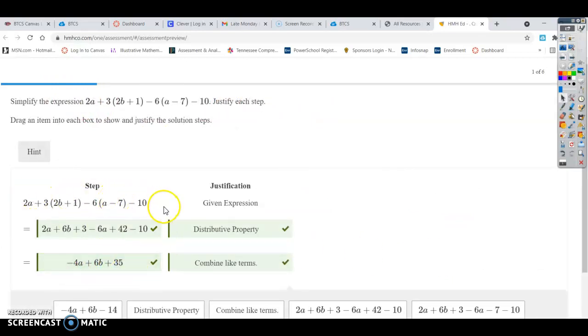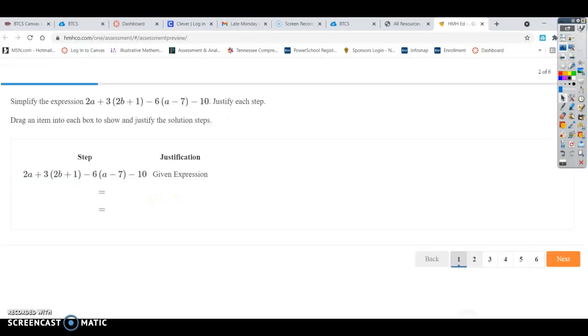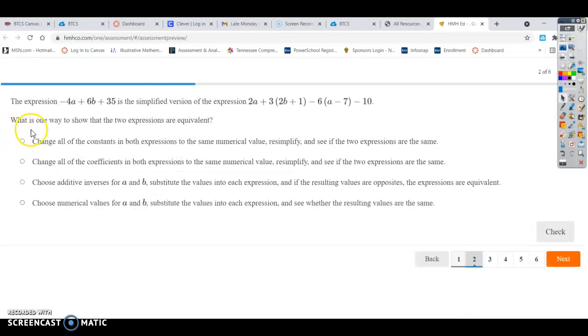So if you go back to number 1, that's the expression we got. This is the expression we started with. Now we're going to just look at how those relate. What is one way to show that the two expressions are equivalent? Change all the constants in both expressions to the same numerical value. Remember, the constant is 35, so I can't change that number or it's going to change my expression. So the first one is not correct. Change all the coefficients. If we change the coefficients, again, we're changing the numbers in front of the variables. We can't do that or it's going to change the whole problem.